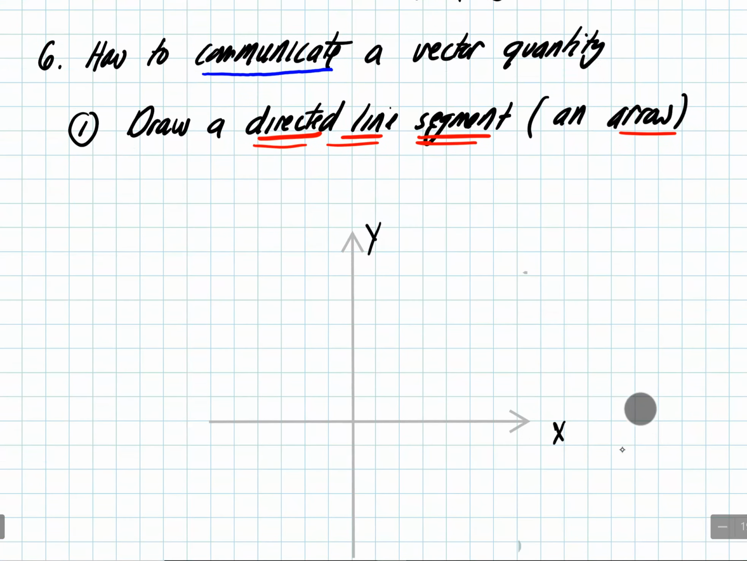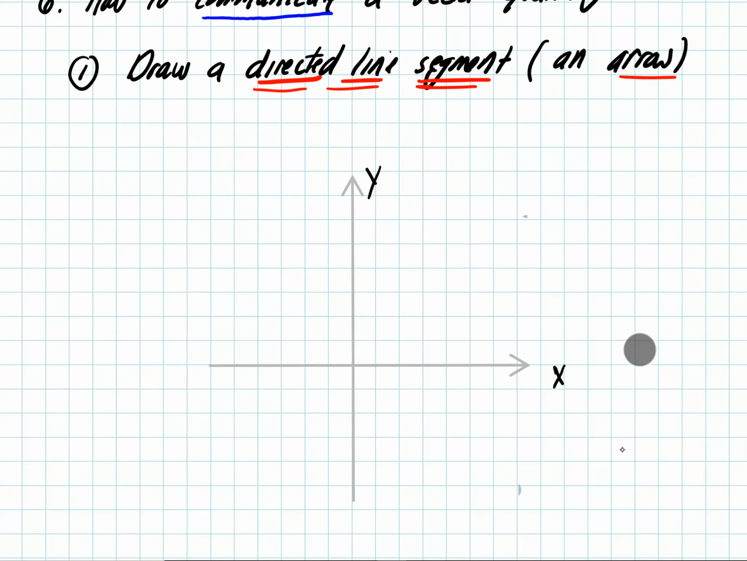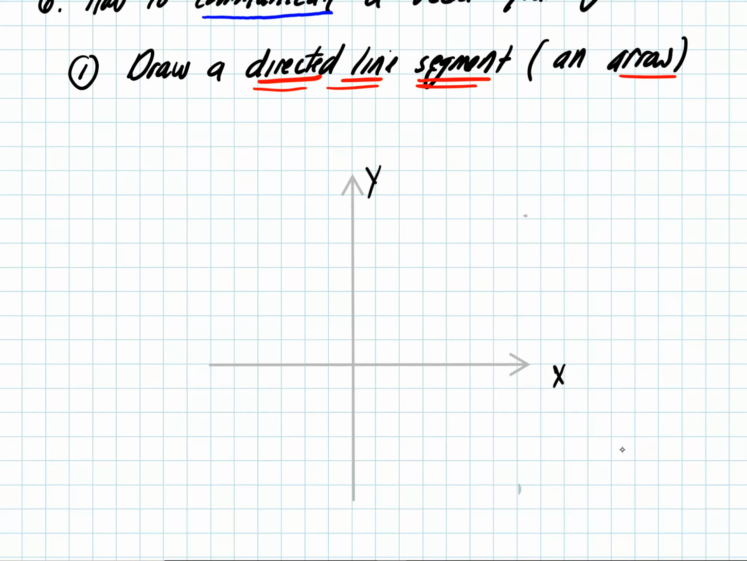Okay, this is part 2 of Introduction to Vectors. The next topic is, how do we state a vector quantity? Suppose we want to tell your best friend you've got a force vector and you want to tell them or show them what exactly is the magnitude and direction of that force. There's 3 ways.